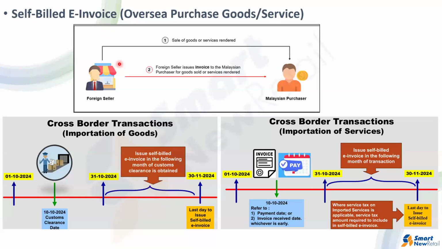Self-bill invoice for overseas purchase. So your foreign seller sells you something, then they issue an invoice to you. After that, how do you issue the self-bill? So let's say you buy something here, and then the goods pass through customs here, and you issue the self-bill invoice in the following month. Once customs clearance is obtained, you get a notification that the goods you bought from overseas have passed. Then, because you're creating the document within this date range, you have to submit at the end of the month.